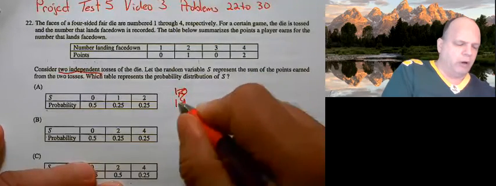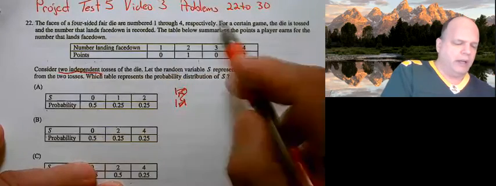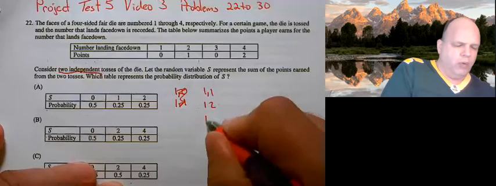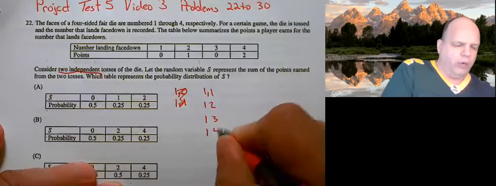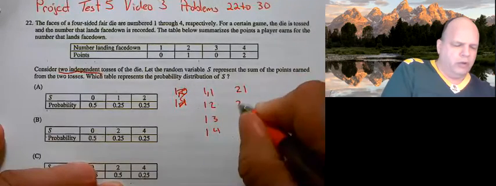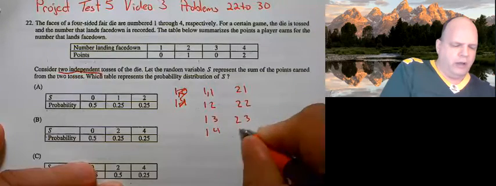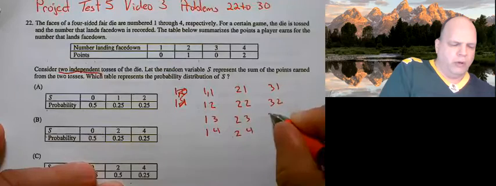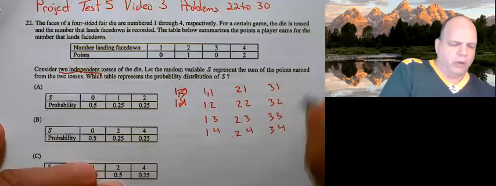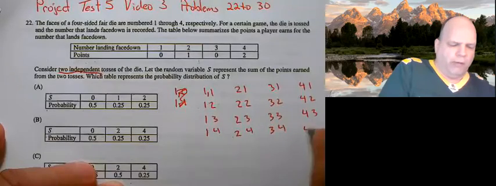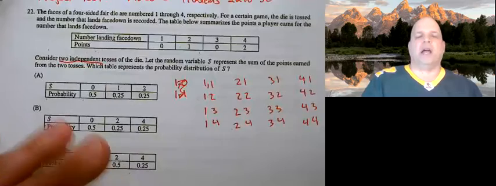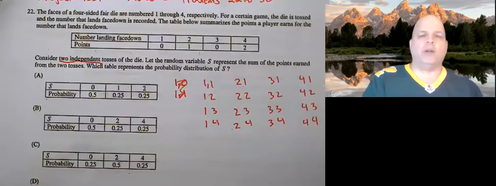Excuse me, I'm doing that all wrong. I can get 1, 1, 1, 2, 1, 3, 1, 4, 2, 1, 2, 2, 2, 3, 2, 4, 3, 1, 3, 2, 3, 3, 3, 4, 4, 1, 4, 2, 4, 3, 4, 4. Well, that's all the different combinations I can get. But that doesn't line up to what they have because we have different point values.